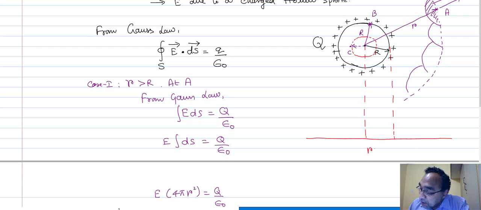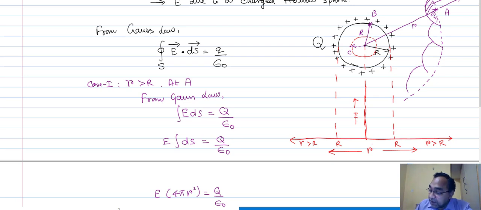I am plotting r on this axis on either side, and here I am plotting E. Same way this side also, this is R, and here I will have r greater than R, this region. This is exactly r equal to R, and here it is r less than R. Now let us try to plot the variation.